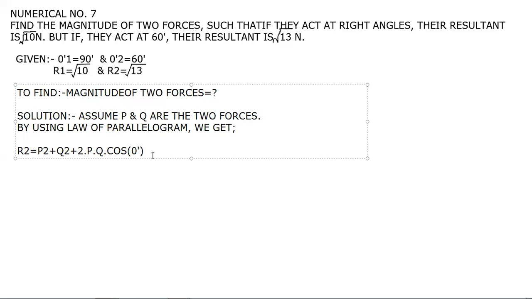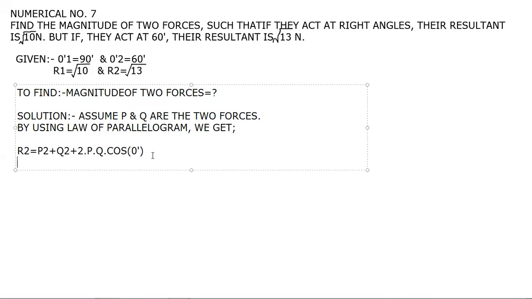Your angle is 90 degrees, so theta 1 is 90 degrees. So therefore, what will happen? If the two forces are perpendicular, then cos of 90 will be equal to sine of 0, and sine of 0 will be equal to 0. So therefore, cos of 90 will be equal to 0.